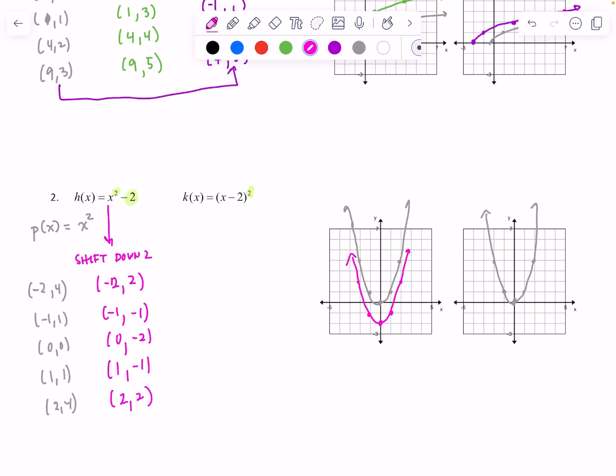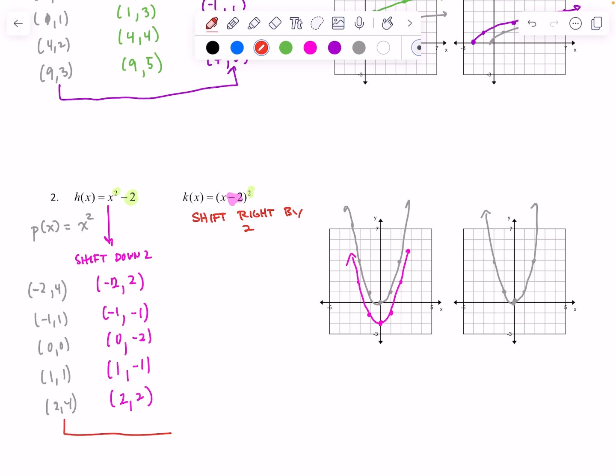All right, our next one, k of x. This time we see our transformation is occurring on the inside, x minus 2. That means that the x changes before we square it. So since x is changing, we know that this has to be a horizontal shift. So this is in fact going to be a shift to the right. So it's a little bit counterintuitive, but in order to enable that shift to the right, we're going to add 2 to each of our x coordinates.